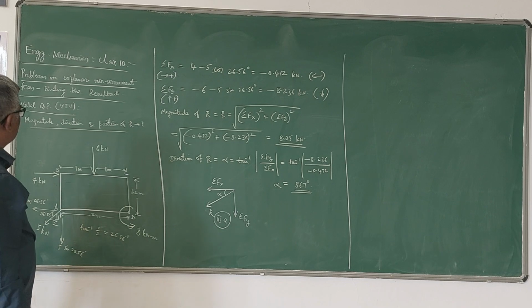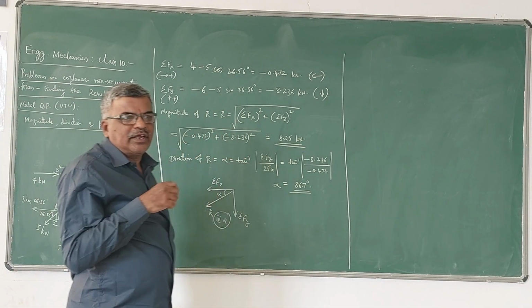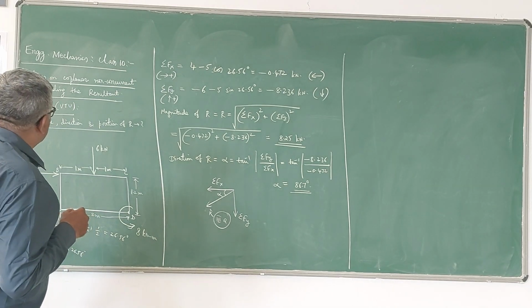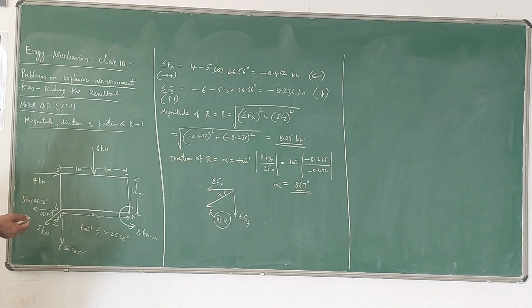Now after finding magnitude and direction, the third point is finding the position. So here we are not given with respect to what point you have to find the position or locate. You have to locate the resultant.